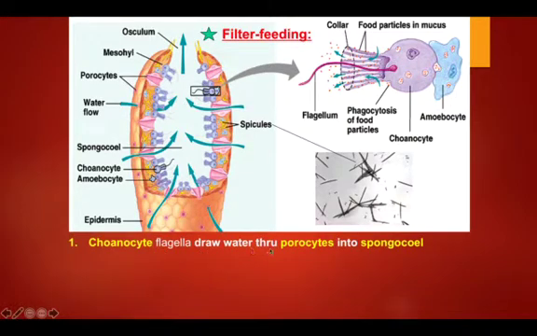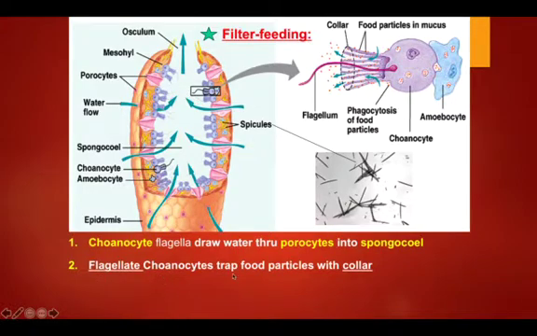So first, the choanocyte's flagella draws water through the porocytes into the sponge. Here's our choanocyte, and you can see there's lots of choanocytes all throughout the sponge. They have a single flagellum that beats back and forth fast, and it creates a current inside of the adult sponge. That current pulls water through these porocytes. So water is coming into the sponge through the porocytes.